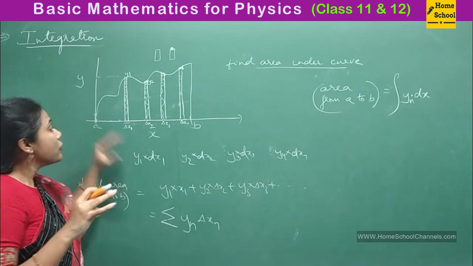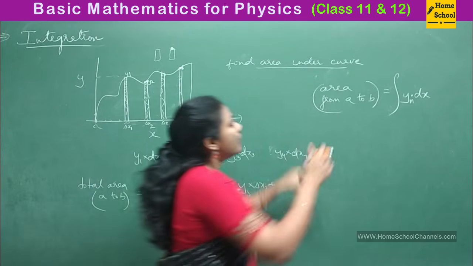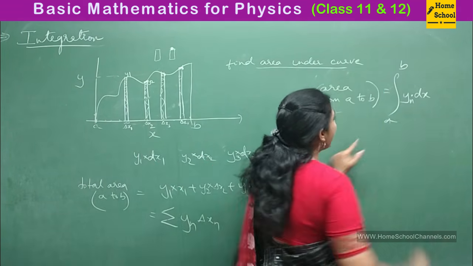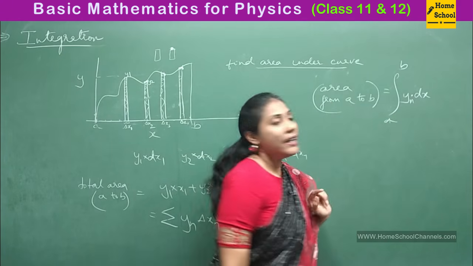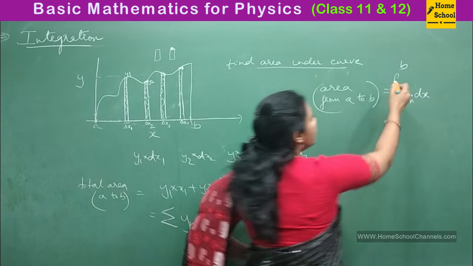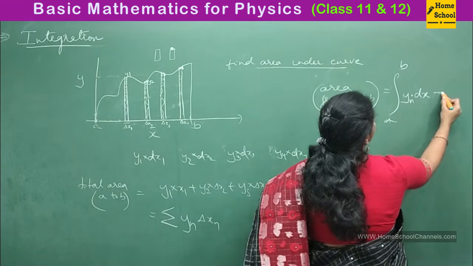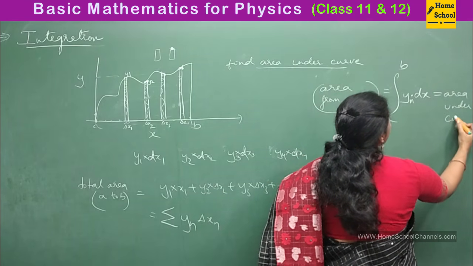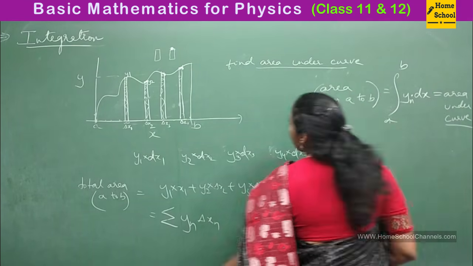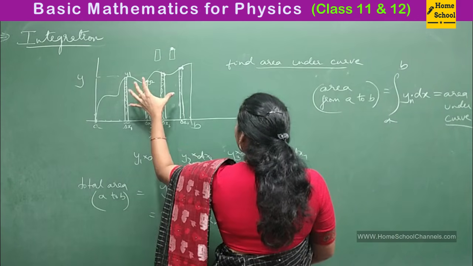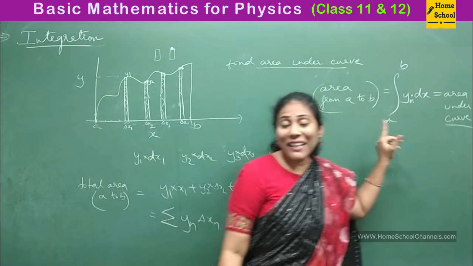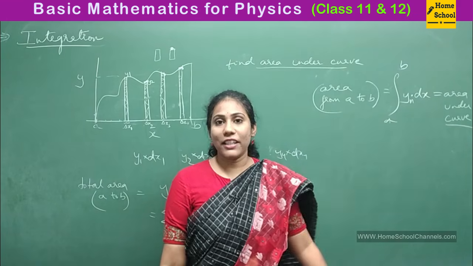under this graph. So from where to where? Limits. So integration from A to B. Okay. So this is how you can show a limit, right? So if you do this, you will get area under curve. So usually whenever you want to find area covered under curve, we always use the mathematical tool called integration.